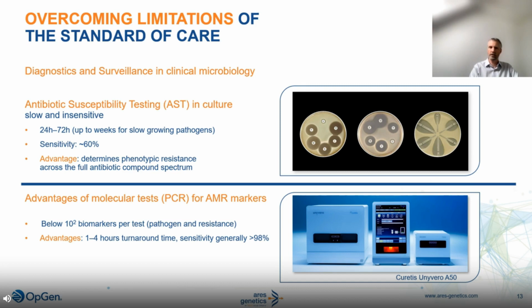At OpGen and at ARESgenetics, we aim to complement such rapid molecular tests with sequencing technology. Given that today the number of known genetic markers for AMR is measured in the thousands, sequencing technologies hold the promise to simultaneously and comprehensively screen for any pathogen and all known genetic markers for antibiotic resistance, while at the same time delivering highly resolved information on outbreaks and on transmission patterns.